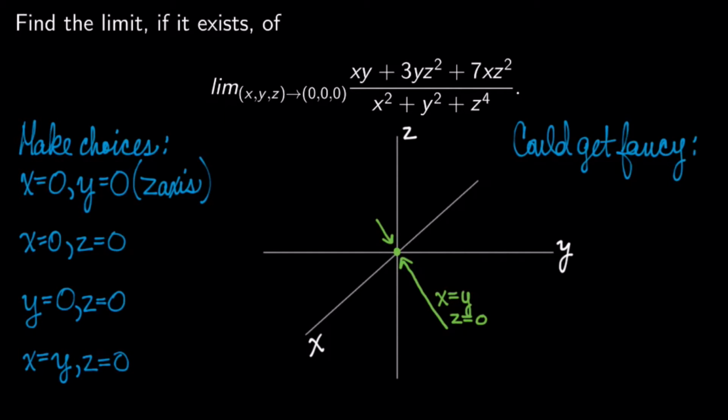You could get even fancier if you wanted to. I don't even want to draw these, but you could fix y equals 2x and z equals 7x. That would be a curve that you could approach. You could fix y equals x cubed and z equals negative x. You could approach that way. So you could get really freaky with these curves if you think it'll help you prove that a limit does not exist. But what I'm going to do is just work with these really simple guys over here. Usually these are the first ones that I always start with.